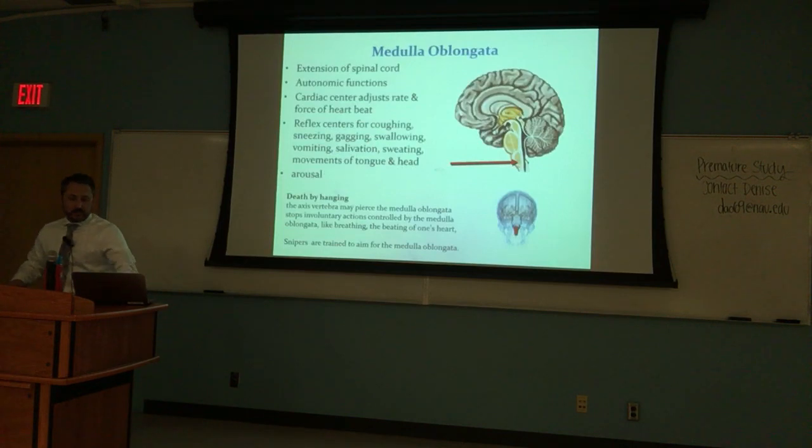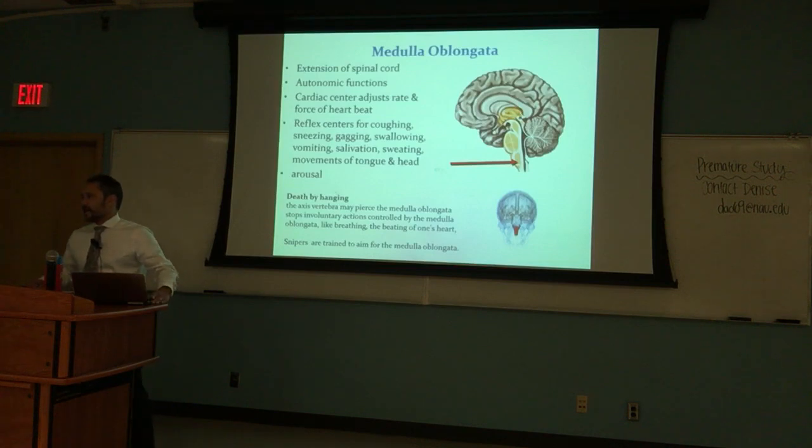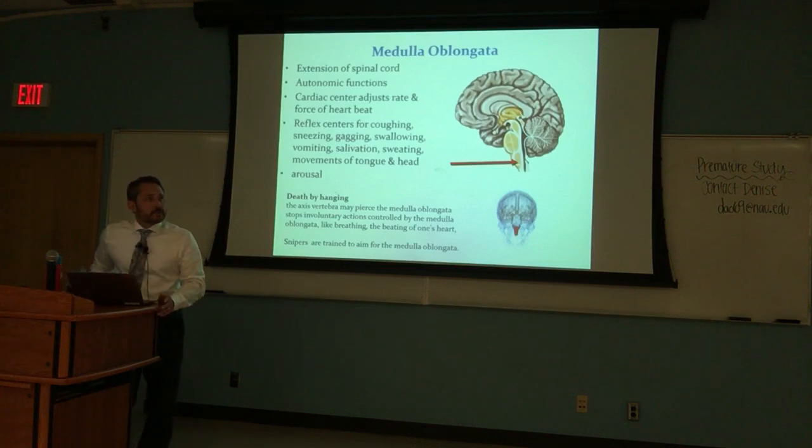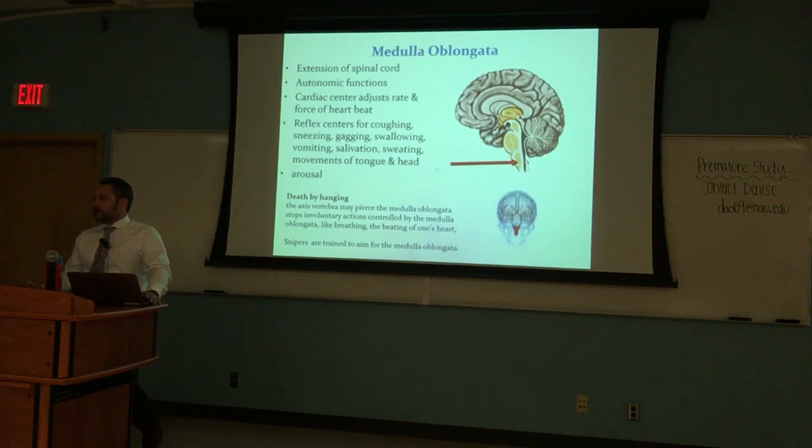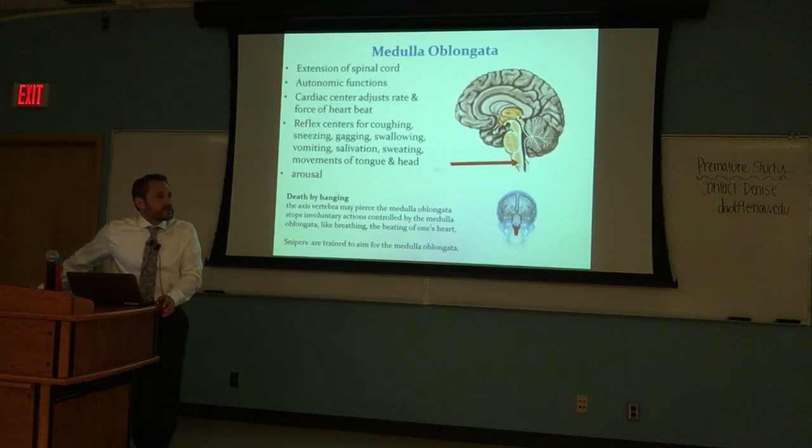The next one is the medulla oblongata, and this will be the last one that we'll cover specifically in our little review. But this is really an extension of the spinal cord. It's the most inferior portion. It serves much of the autonomic functions like cardiac centers and controlling intrinsic heartbeat or force of the heartbeat. It has reflex centers for coughing, sneezing, gagging, swallowing, vomiting, salivation, sweating, movements of the tongue and the head. The medulla oblongata is what keeps you kind of awake in class, hopefully.